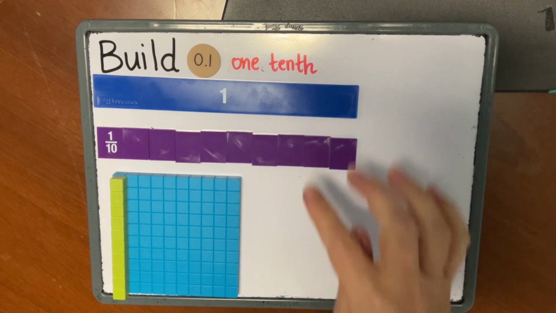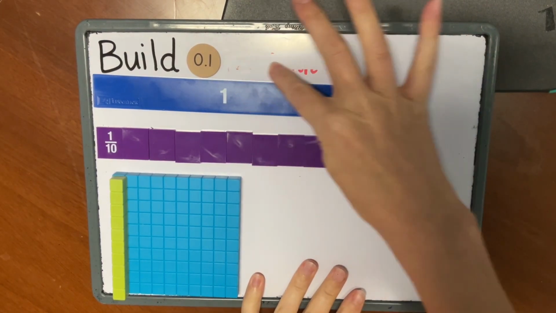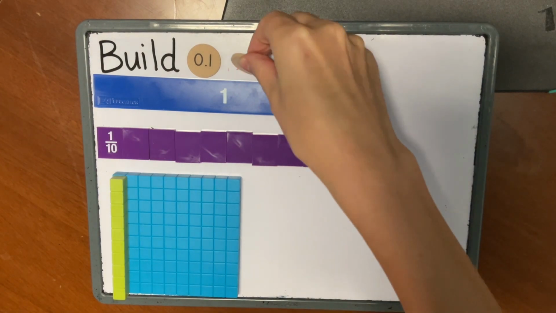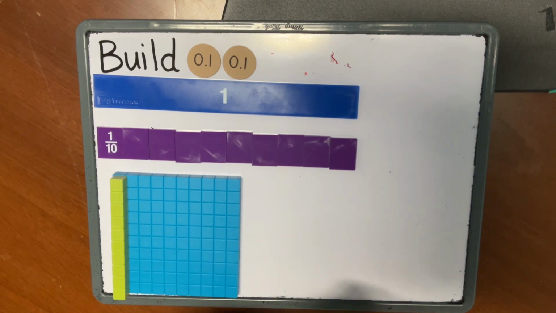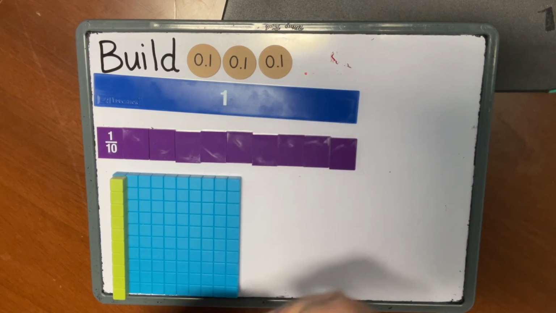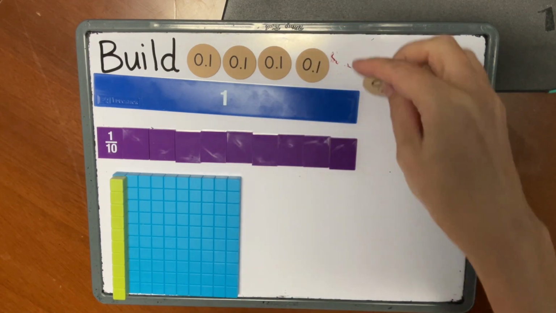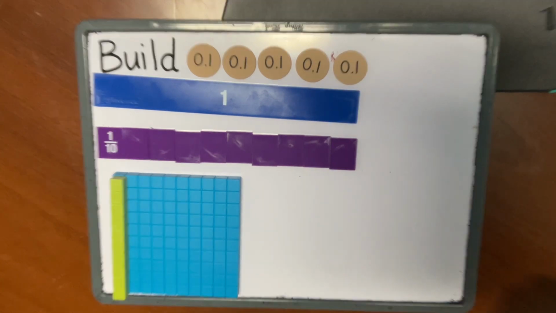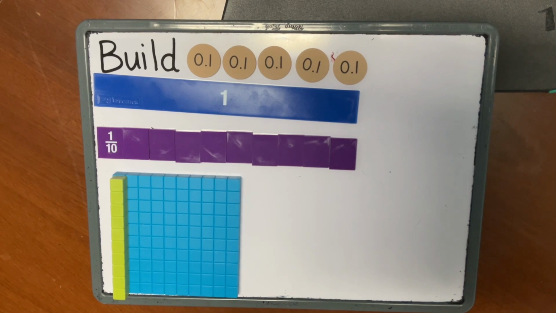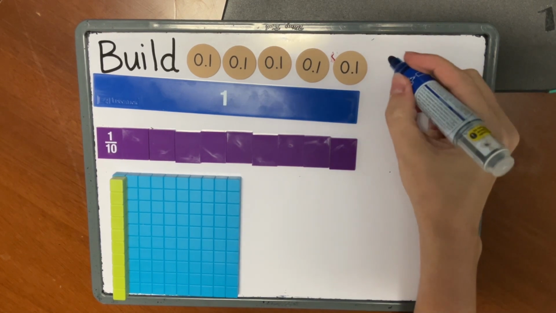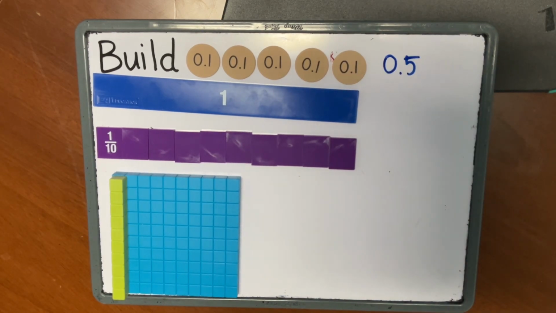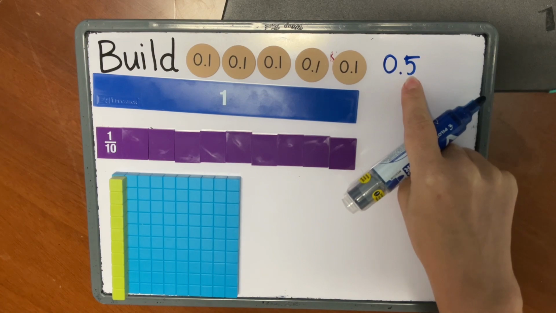Well, let's change that now from 1/10 to 5/10. 1/10 and 1/10 and 1/10 and 1/10 and 1/10 would be 5/10. How could I write 5/10 as a decimal? Well, you might say it's 0.5. 0.5 is correct. We say this is 5/10.